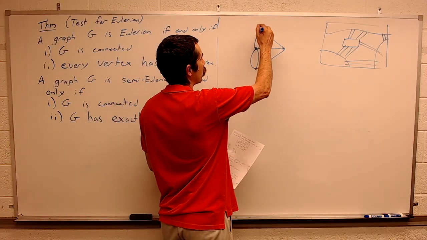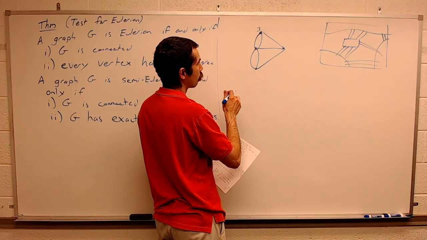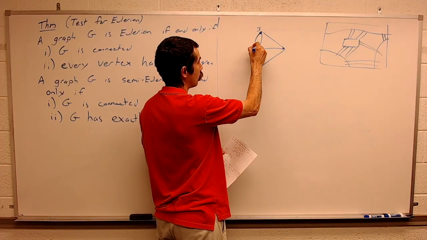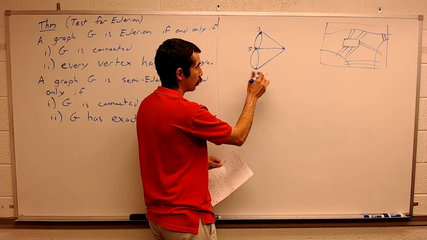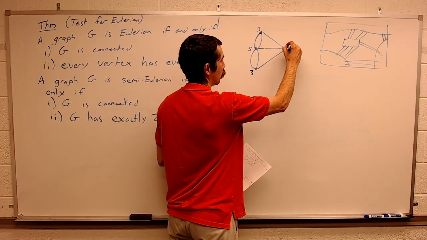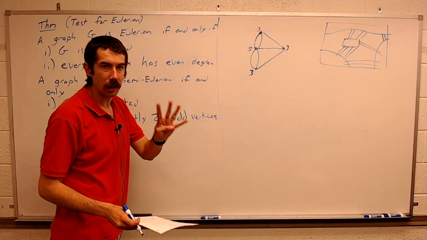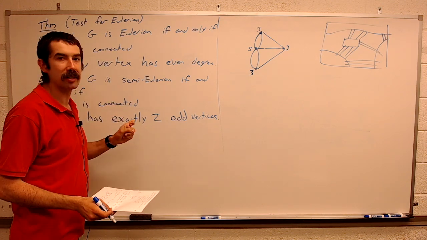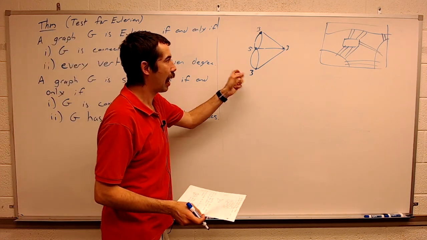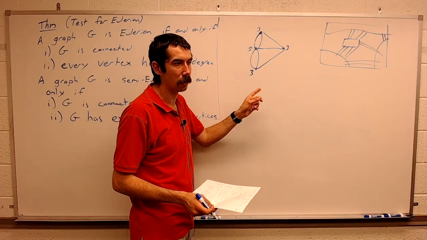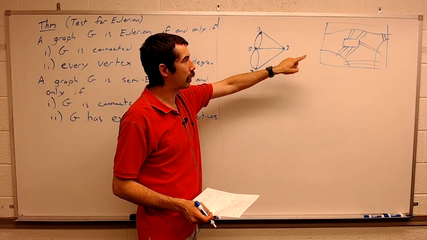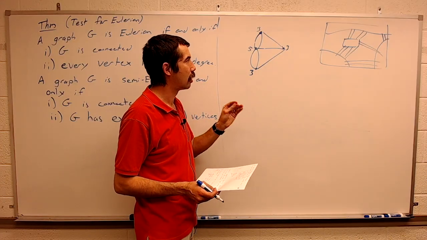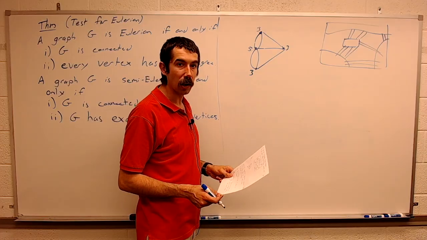So the degree of this vertex is, of course, 3. The degree of this vertex, 1, 2, 3, 4, 5. Degree of this vertex, 3. Degree of this vertex, 3. We have 4 odd vertices. Our graph is not Eulerian. Our graph is not semi-Eulerian. No matter how hard you try, it is impossible to cross each bridge in Königsberg exactly once. Some of the bridges you're going to have to double up on.